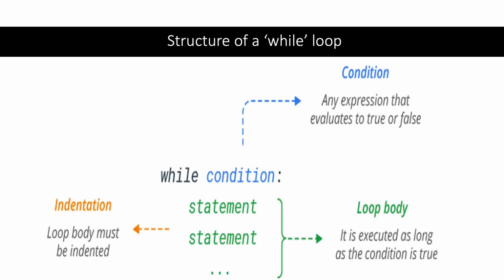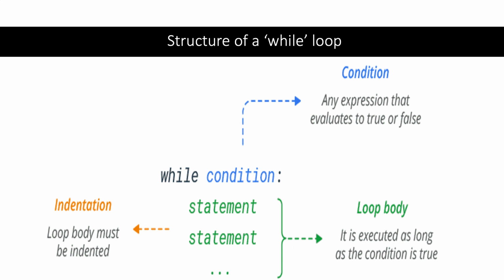This image outlines the basic structure of a while loop in Python, which emphasizes key components and their roles. The while keyword is used to initiate a while loop. It signals to the Python interpreter that the following condition should be evaluated repeatedly to determine whether the subsequent block of code, which is the body of the loop, should execute or not.